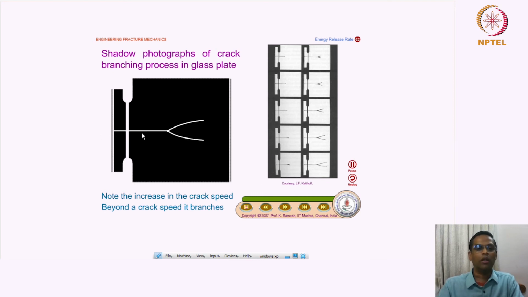So the shadow graph clearly shows that crack branching is indeed possible, because the crack cannot travel beyond the Rayleigh wave speed, and once it reaches a critical speed, it tries to branch out to dissipate the kinetic energy. So how do we support this argument with the energy release rate concept? That's what we are going to see.